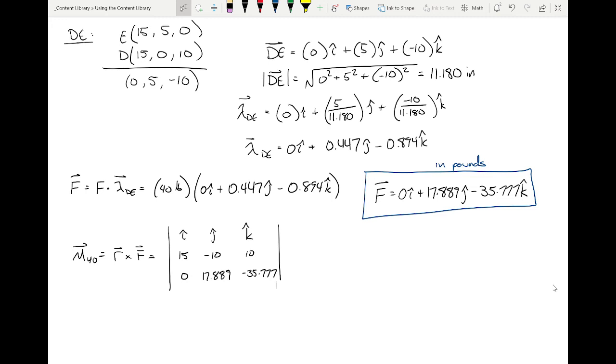Now I'm curious. Well, here's what I'm going to do. Given that we're starting to crunch a little bit on time, I'm going to tell you what you should get, okay? What you should get is the following: 178.89I plus 536.66J plus 268.33K if you do this by hand.